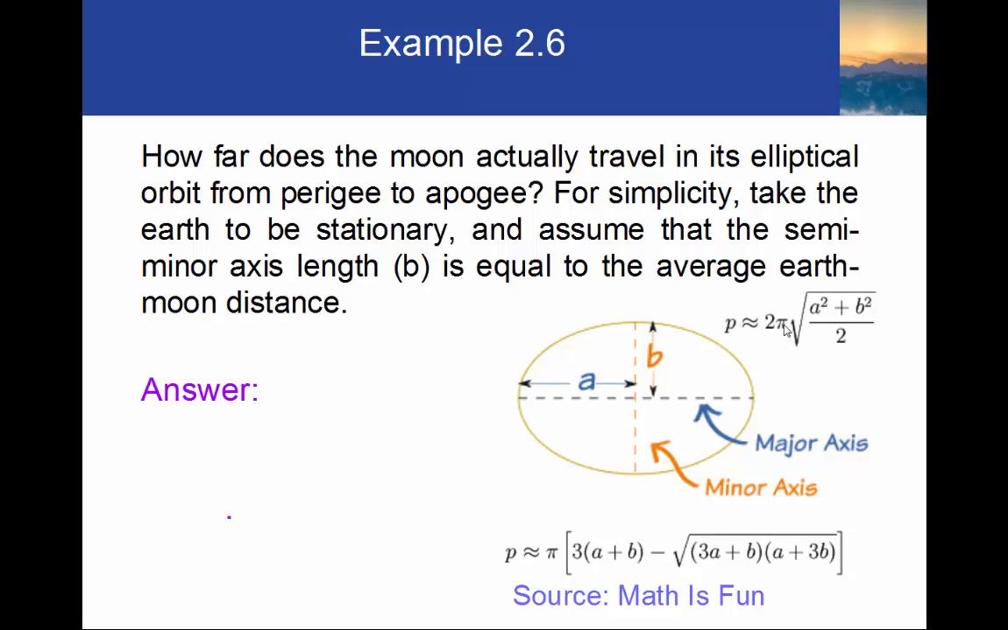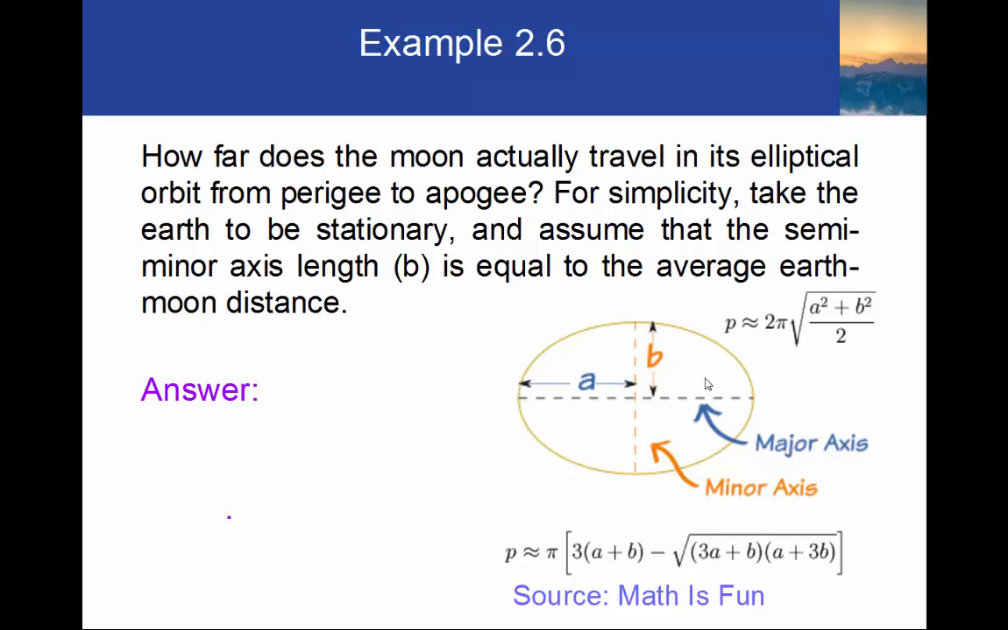Perimeter is approximately 2 pi square root of (a squared plus b squared) over 2, where a is called the semi-major axis. It's the distance from, for example, the perigee to the very center, or from the apogee to the very center. Remember that the Earth is actually at one of the focal points, not at the center of the ellipse. B, on the other hand, is the distance between basically center and semi-minor axis. So B is basically the minimum distance across the ellipse. A is the maximum distance across the ellipse.